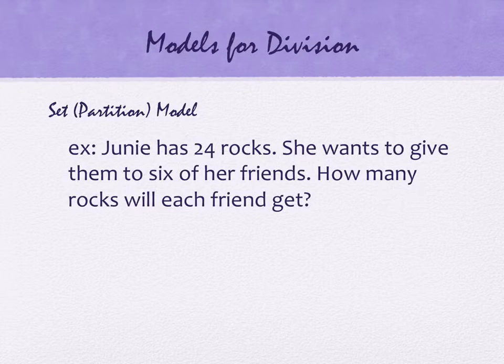How many rocks will each friend get? So the idea with this one is to take the 24 rocks and to partition them among the 6 friends. So we're wanting to take 24 rocks and put them into 6 groupings, right? Physically, what you would probably do if you were a young child is this: you would go 1 for you, 1 for you, 1 for you, 1, all the way down, right?